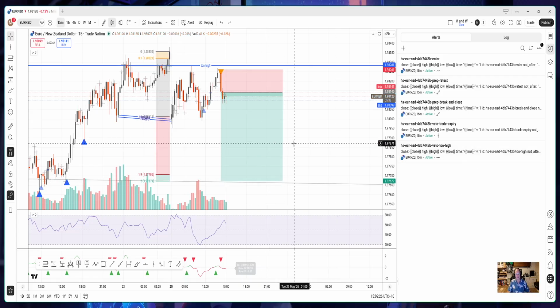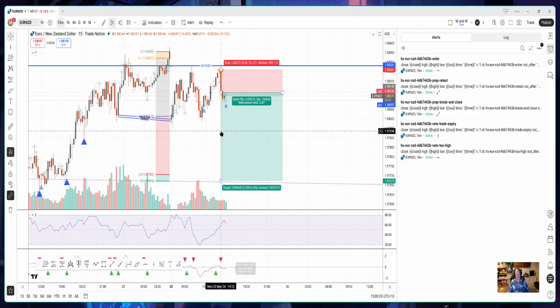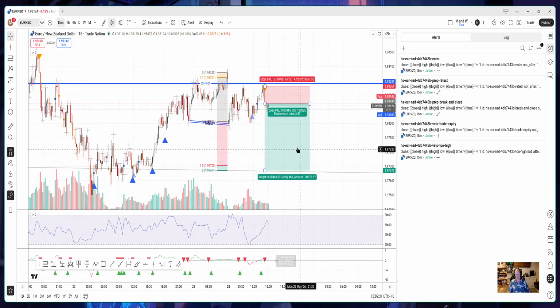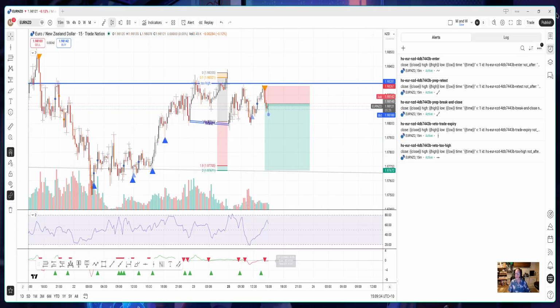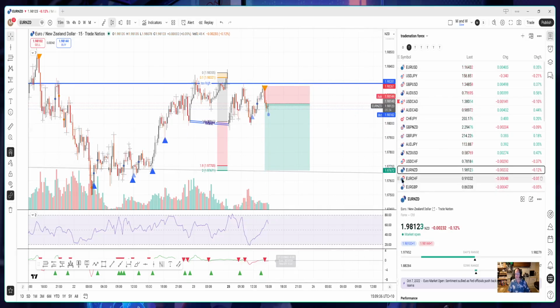Great. So I'm being safe and going for a break and retest, which will reduce my profit, but will reduce the... We'll see how it goes. So I'll tag that one.